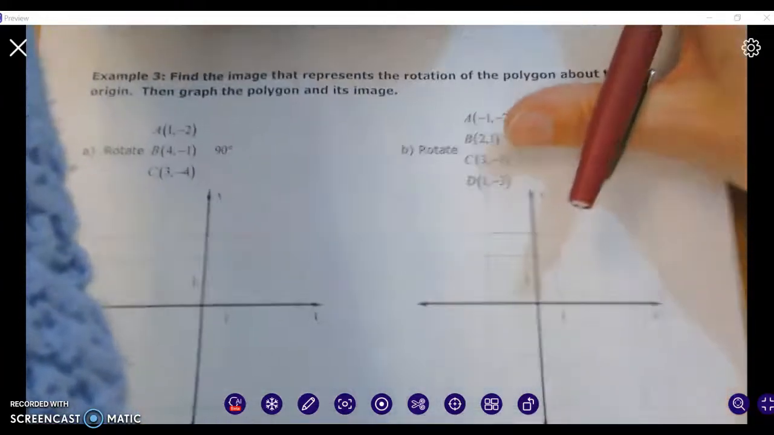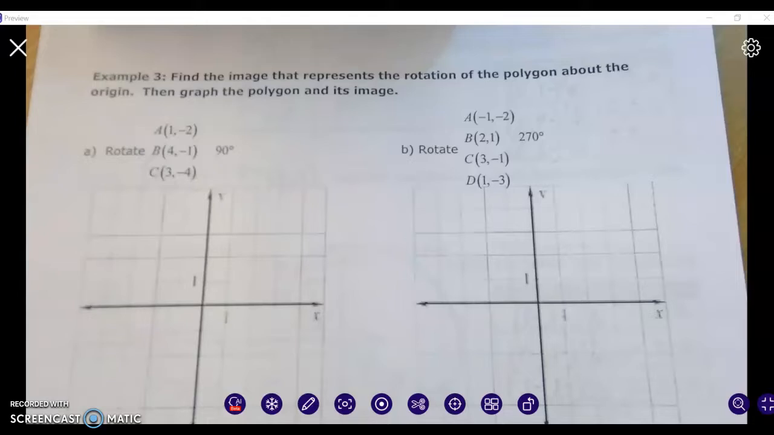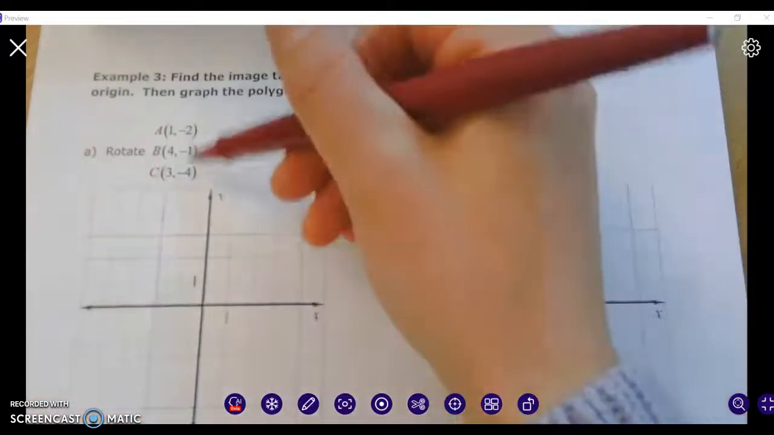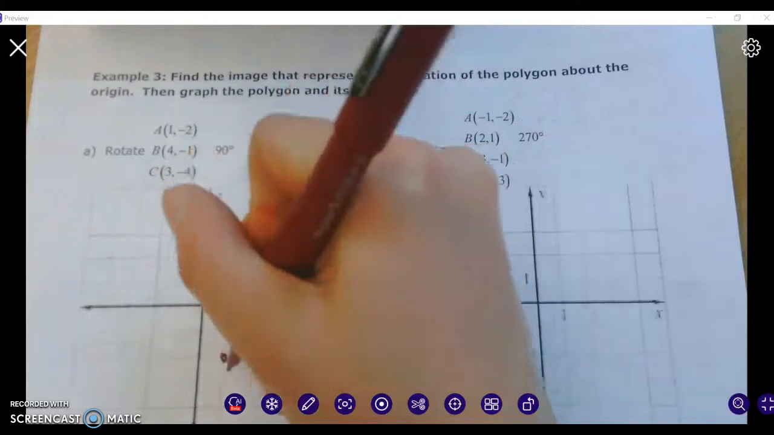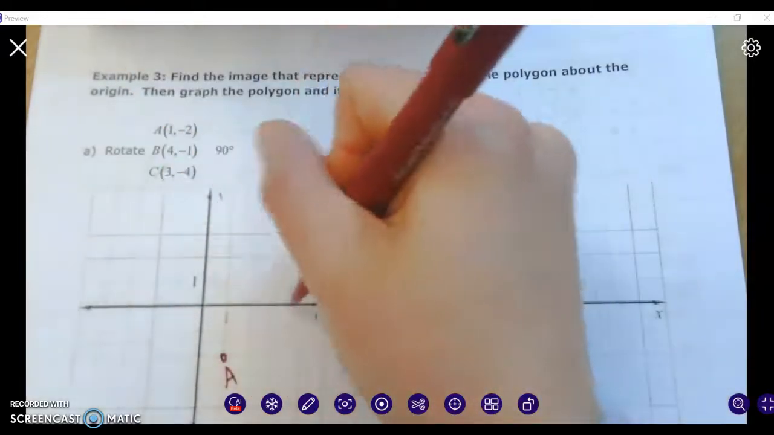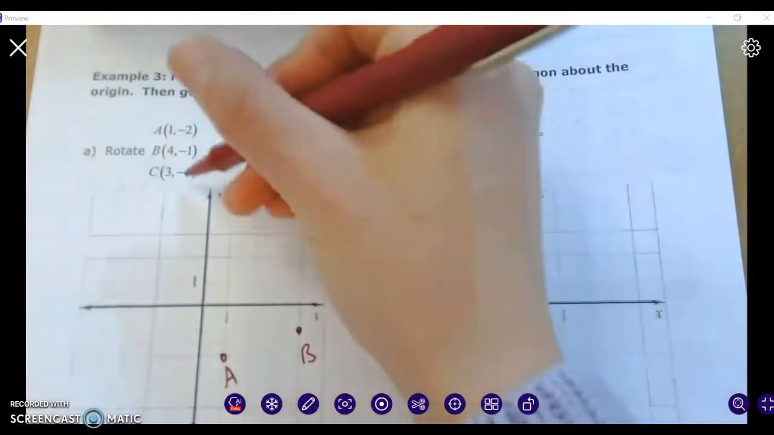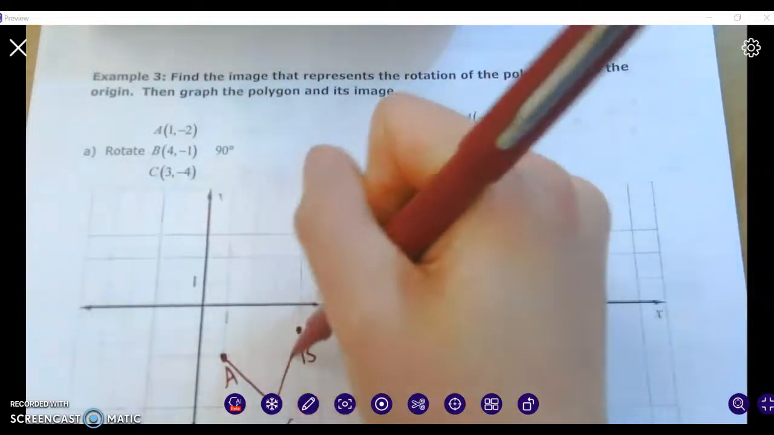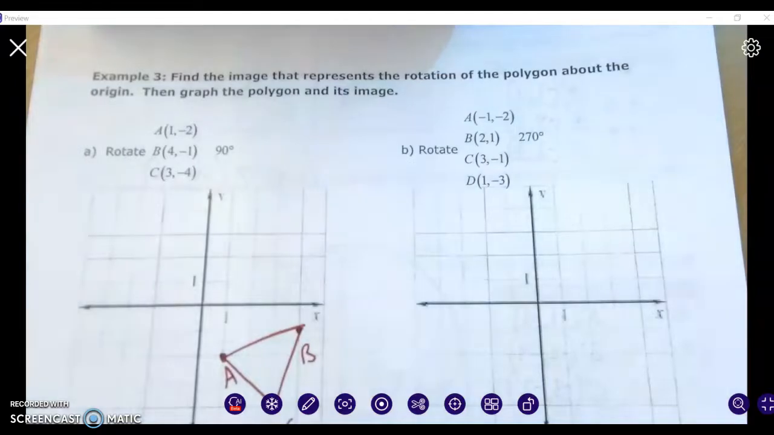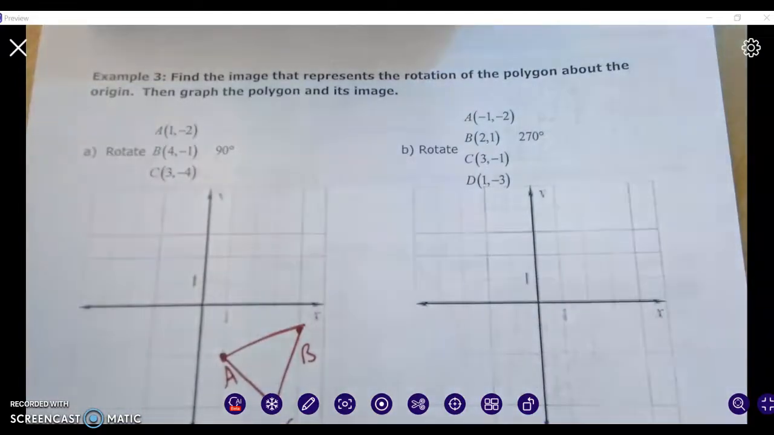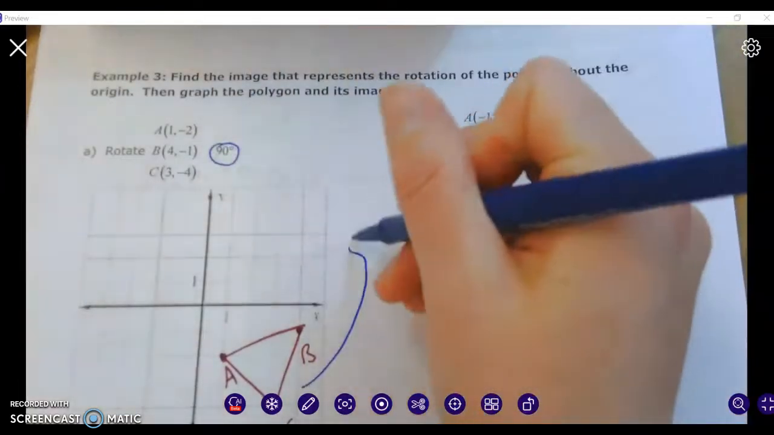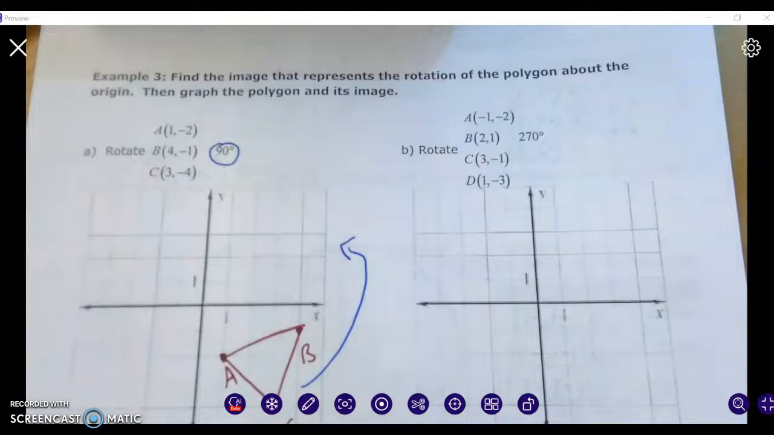So let's look at example 3. We're going to rotate these 3 points. I'm going to graph those on the graph. We have 1, -2; 4, -1; and 3, -4. So there is my original triangle. My triangle is going to be rotating 90 degrees, so it's going to be rotating up 1 spot.